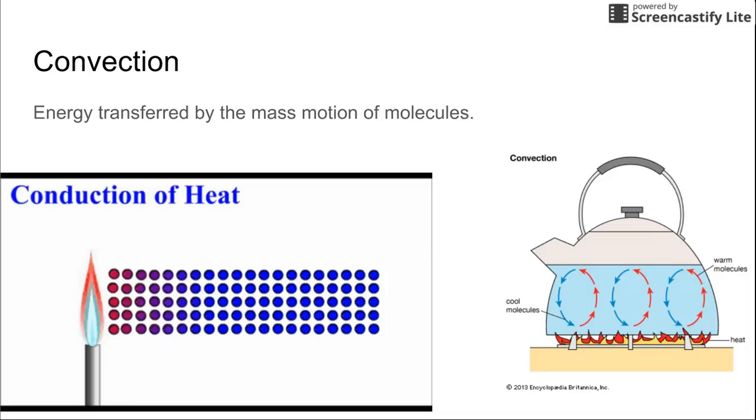We talked about convection when we talked about convection currents in the mantle and plate tectonics. This is the same idea. Heat rises because it's less dense. Cool sinks because it's more dense.